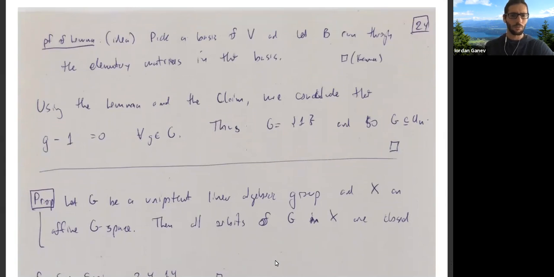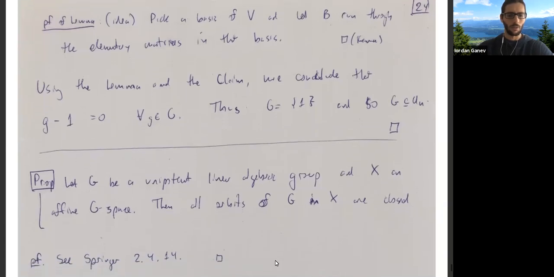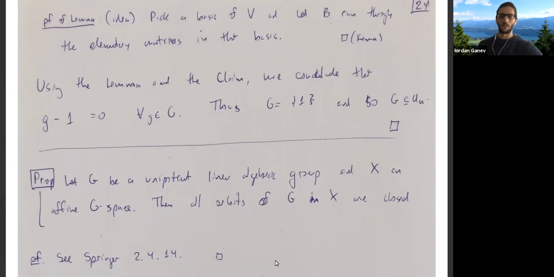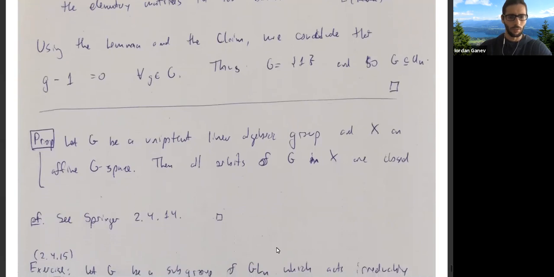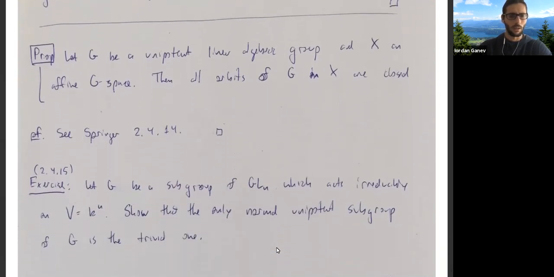One geometric consequence of this theorem is that if we have a unipotent linear algebraic group acting on an affine G space, then all the orbits have to be closed. I won't give the proof of this, but it's in Springer. You can take a look, especially if you think you'll continue and study group actions in algebraic geometry. This is probably a result that you'll come across. The proof is not too hard, but I decided to leave it out. And there's this nice exercise that I will assign. If you have a subgroup of GLN that acts irreducibly on k to the n, the usual action of GLN on k to the n, then its only normal unipotent subgroup is the trivial one.